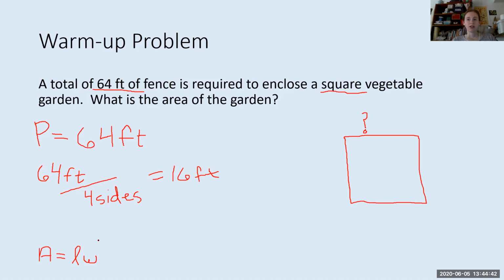So now I have the information I need to go ahead and calculate the area. My length and my width for this square are both 16 feet. So I'm going to do 16 feet times 16 feet. And that's going to give me a result of 256 square feet. So the area of this garden is 256 square feet. And that is our final answer.